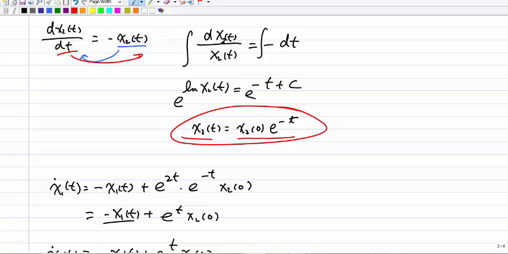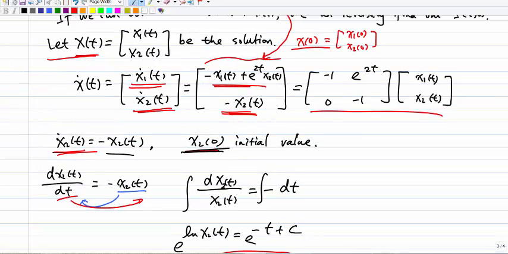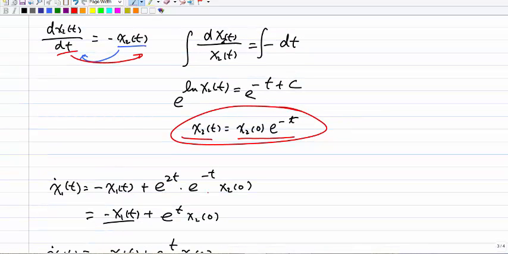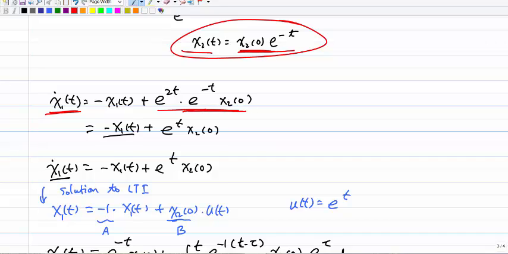x1 dot t is equal to negative x1t plus e2t x2t. Because x2t is already given by this, replace x2t by this right over here. Okay, so this is my second equation. I do some simplification, so e to the 2t times e to the minus t is e to the t. So I have x1 dot t is equal to negative x1t plus et x20.